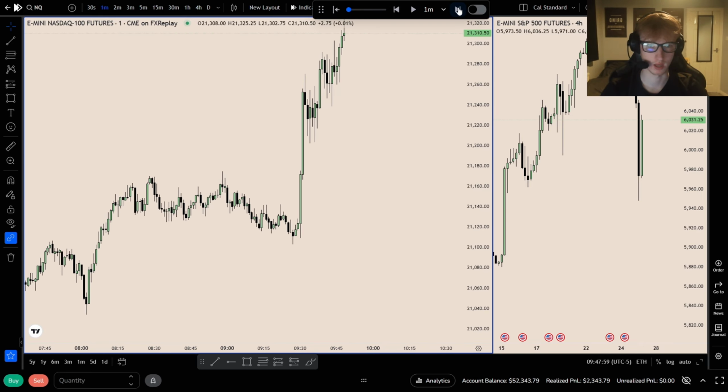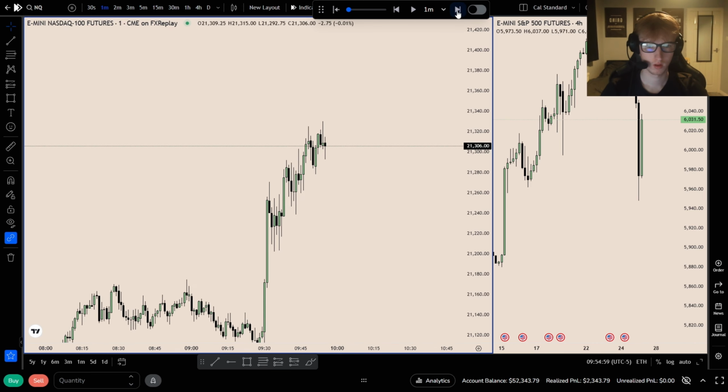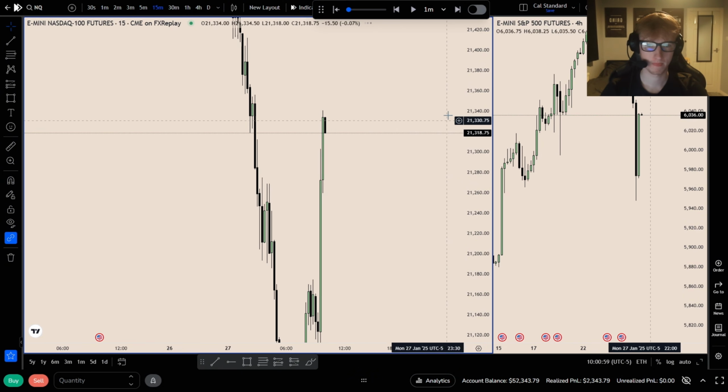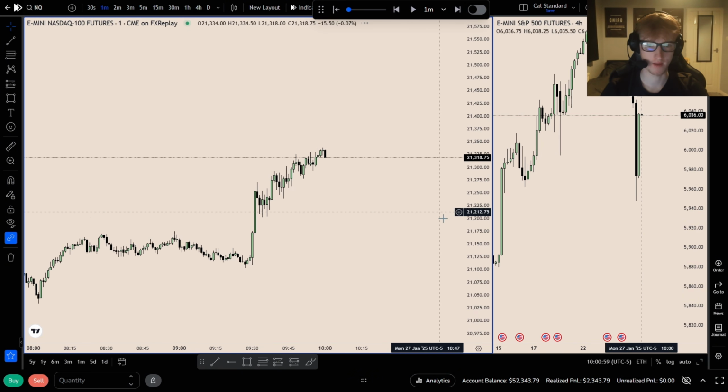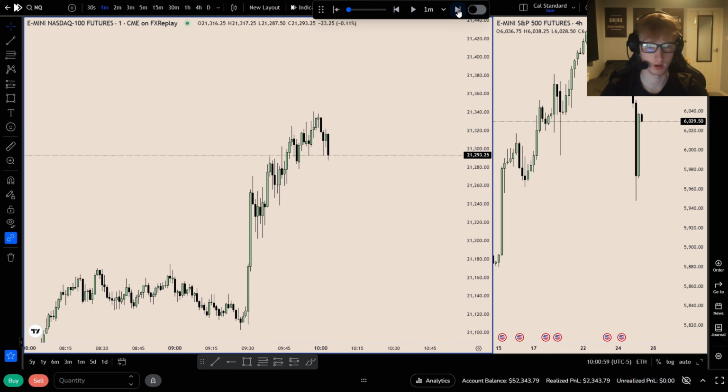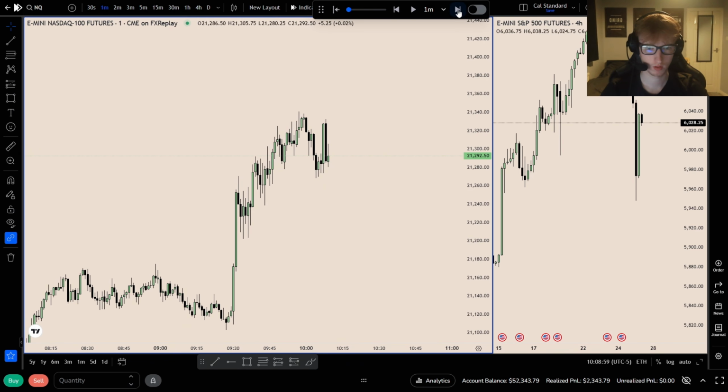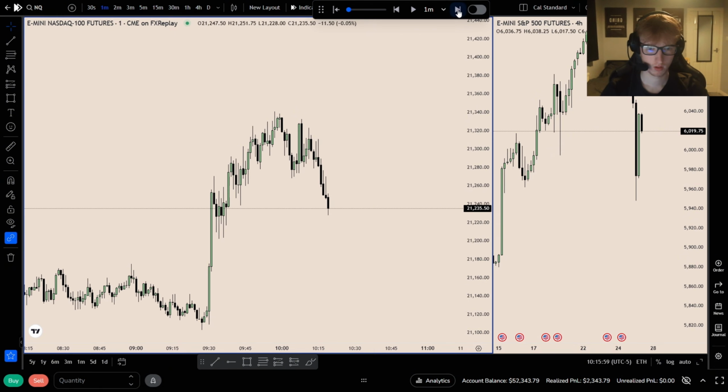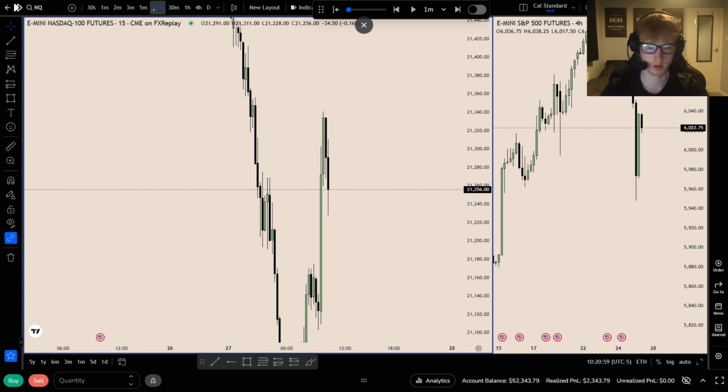I just want a nice size pullback here to be able to long. So I'd be looking for here, but are we ever going to get that here? We're building some liquidity below that we should run. Okay, nice little pullback. Where's the 15-minute gap? Okay, we're inside the 15-minute gap, which is here.